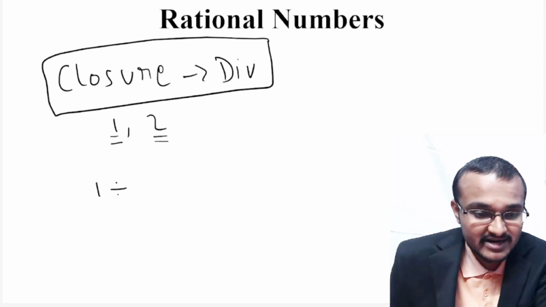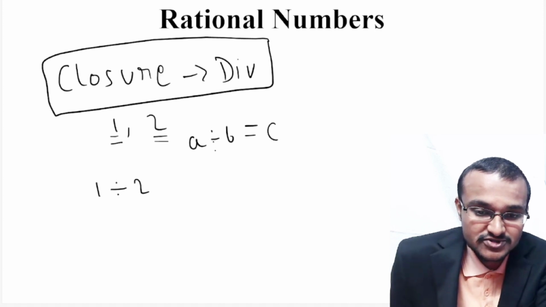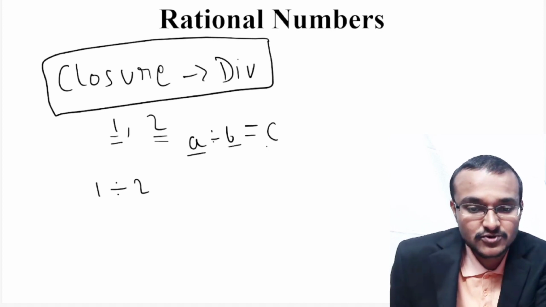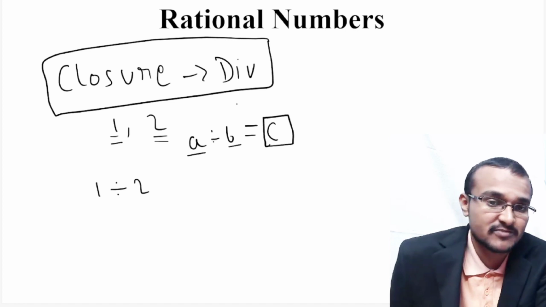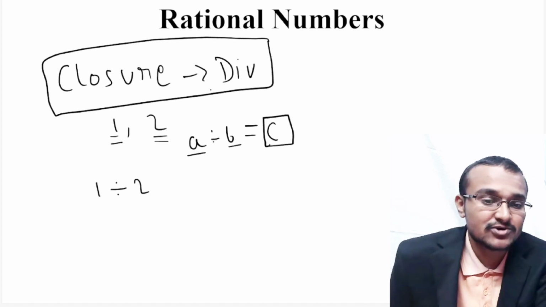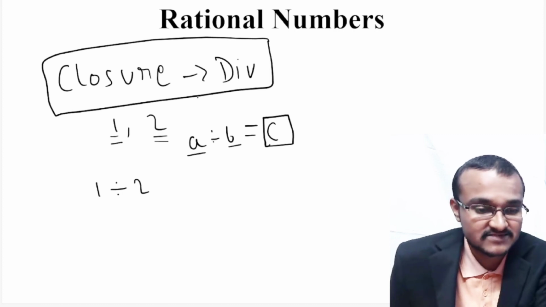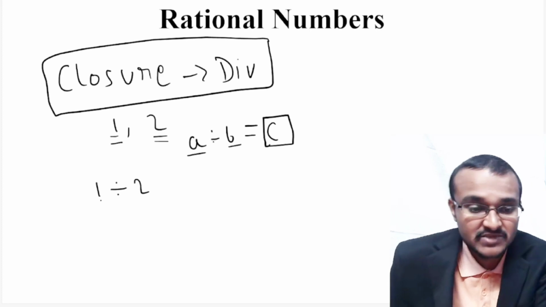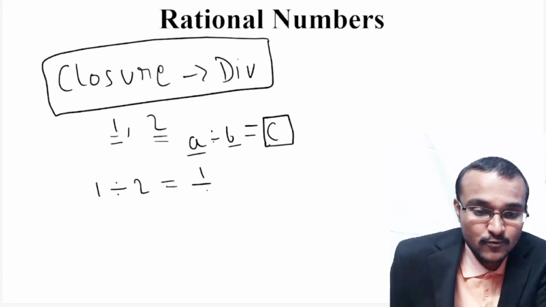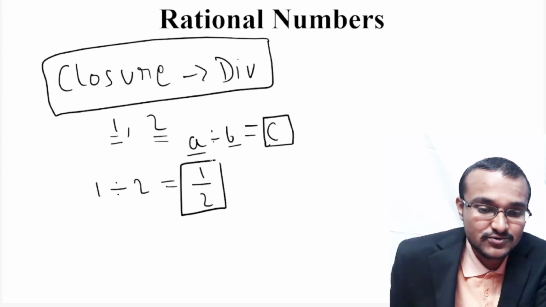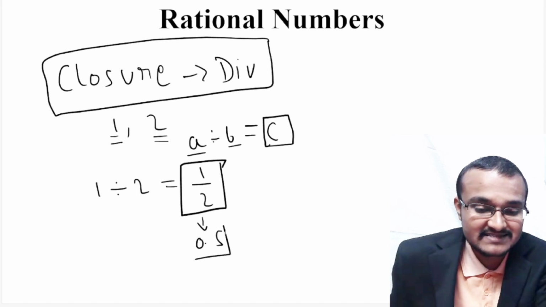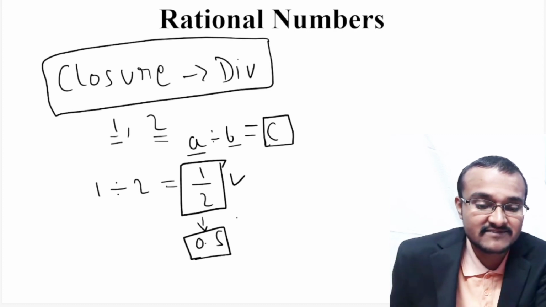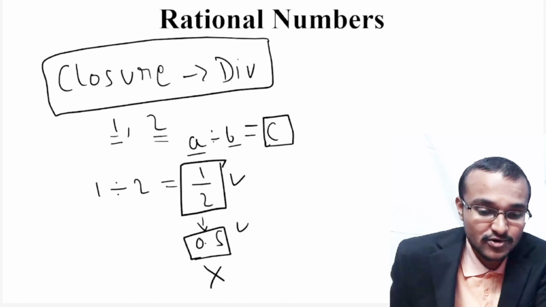So now 1 divided by 2, that means A divided by B is equal to C. So here if A is a whole number, B is a whole number, C should be a whole number, then only closure property under division will be satisfied, or else closure property under division will not be satisfied. So here I am taking 1 in the place of A, 2 in the place of B. So 1 divided by 2 will be 1 by 2. So 1 by 2 is actually a fraction. 1 by 2 is actually 0.5. We are getting the answer in decimal points, or we are getting the answer as a fraction, which is not a whole number.